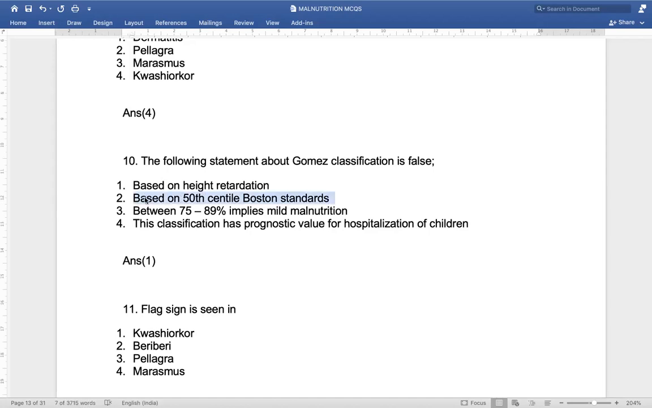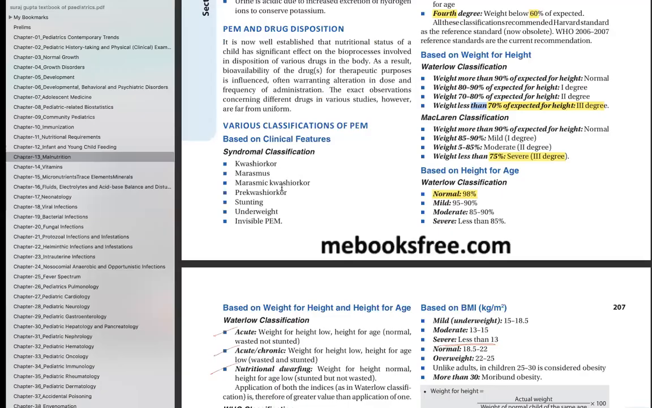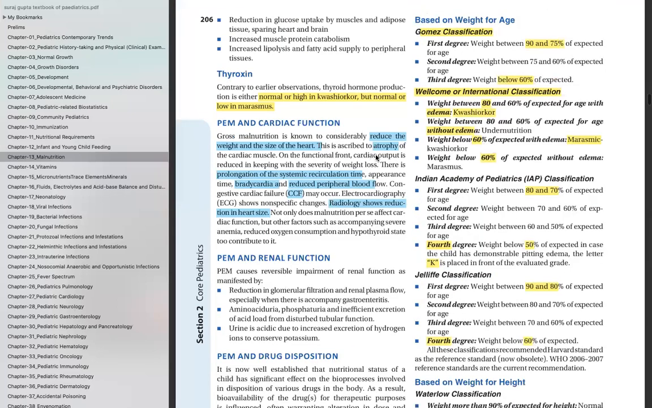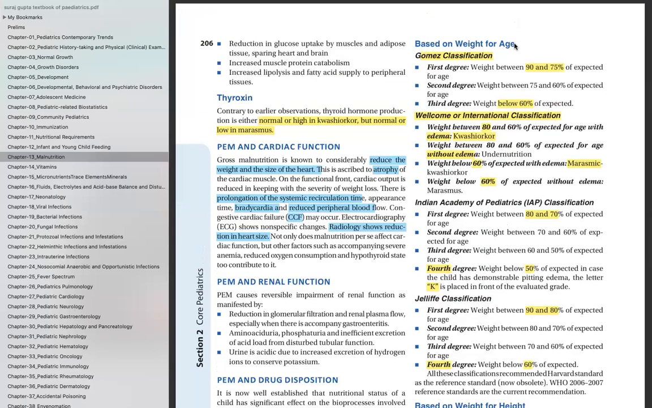They only measured the height and weight of children who were admitted in Boston Children Hospital, and less than 90% is mild malnutrition. More than 90% is normal. And as I told you, it is a classification with prognostic value. You can use it only in hospitalized children, and it is not based on height retardation. It is based on weight retardation. So you can see Gomez classification is based on weight for age, not anything based on height.